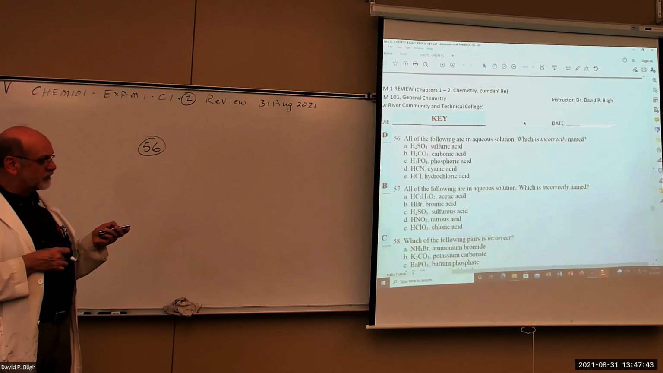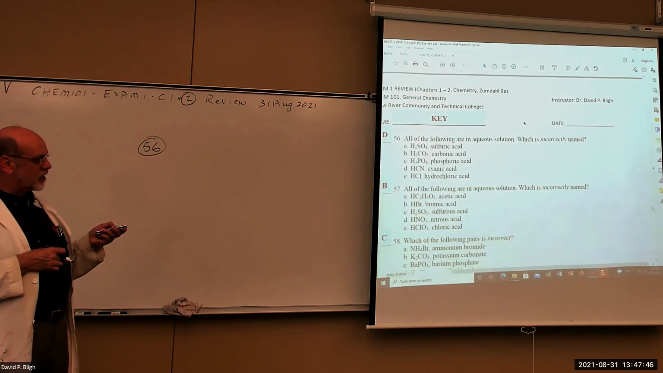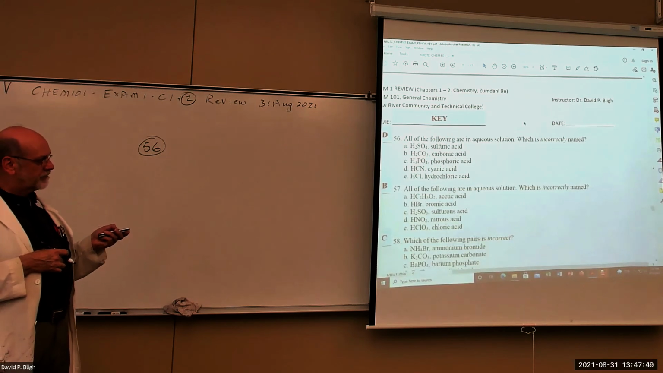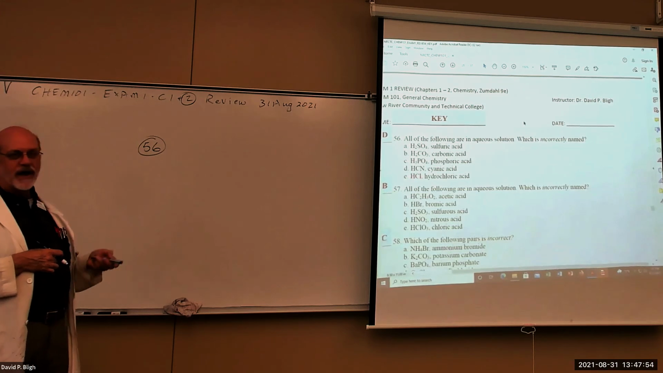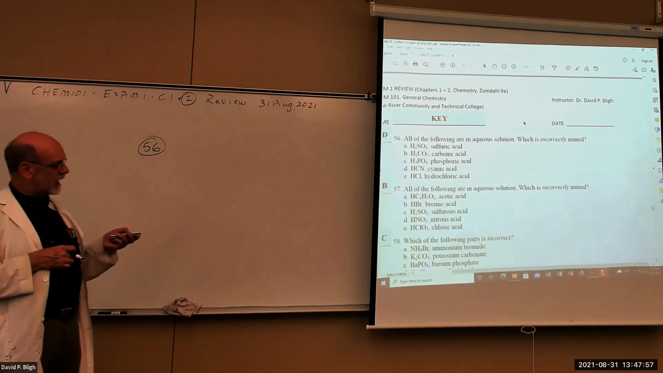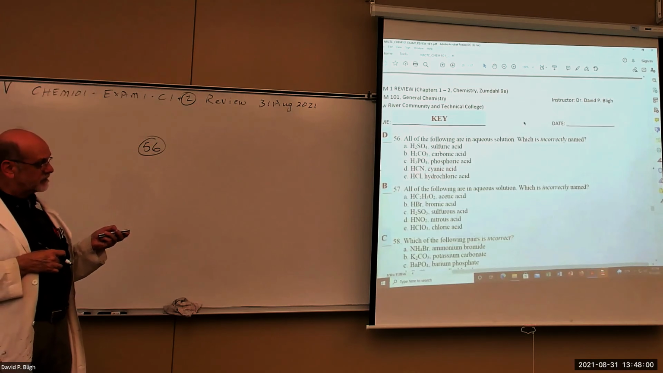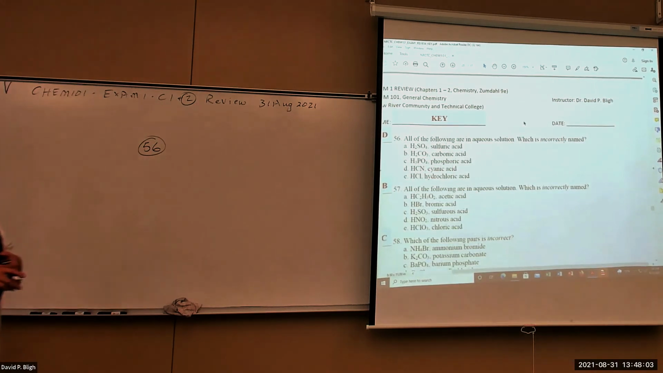Sulfate becomes sulfuric. Carbonate becomes carbonic. Phosphate becomes phosphoric. And chloride becomes chloric. Hydrochloric acid, this should be hydrocyanic acid. Okay. 59. Okay. Now we've got some tables to fill in and some practice naming. You should be able to do those.